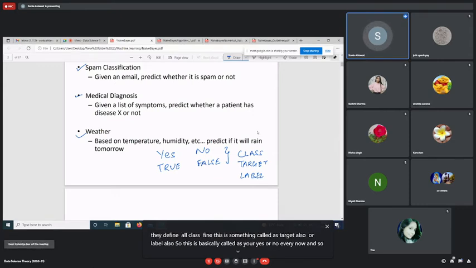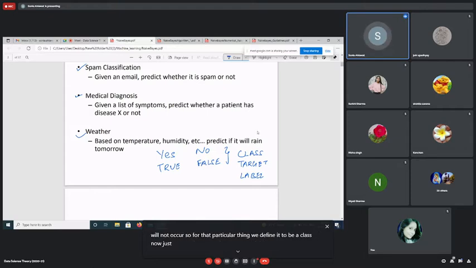Fine. So now this has only two types of classes. That is, either it will happen or it will not happen. So prediction केस के लिए हम लोग क्या बोलते हैं, कल बारिश होगी, कल बारिश नहीं होगी. So it is like either the event will occur or it will not occur. So for that particular thing, we define it to be a class.